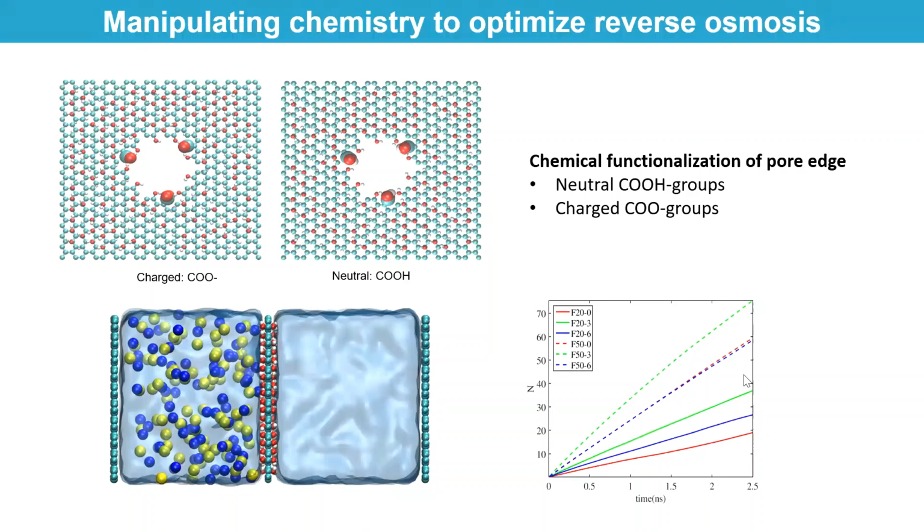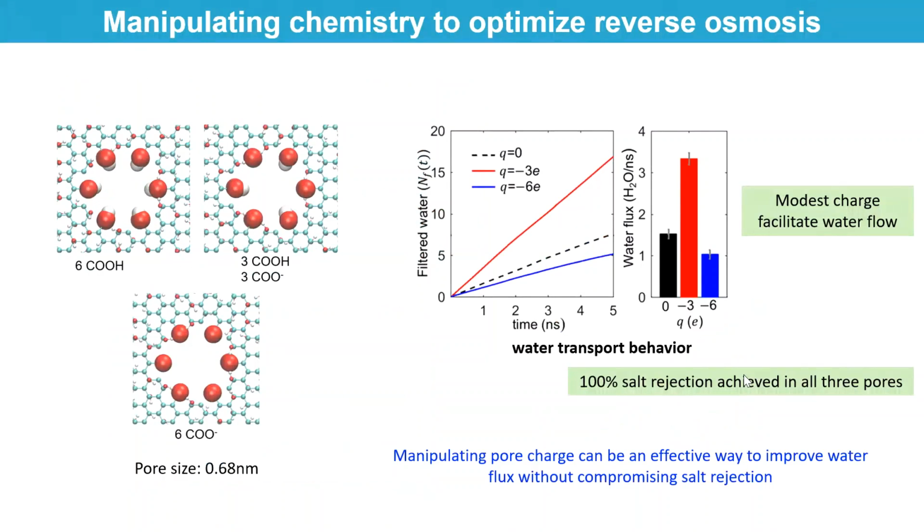In this work, we tested three kinds of functionalization. In the first case, the pore is 0.68 nanometer in width, and we decorate COOH groups on this edge. All these groups are neutral, so in this case, the charge is 0. In the second case, we deprotonate half of these functional groups, so we end up with 3 charges. In the last case, we removed all the protons on the COOH groups, and we end up with 6 charges. In all three cases, the nominal size of the pore is 0.68 nanometer.